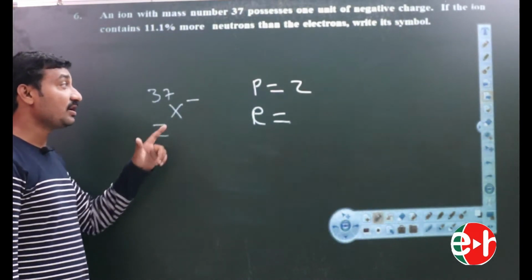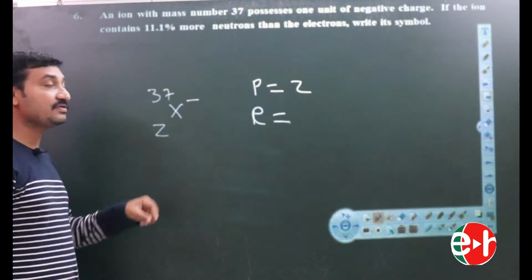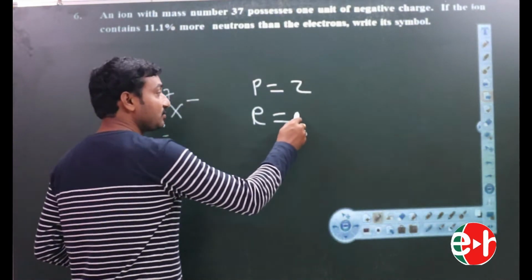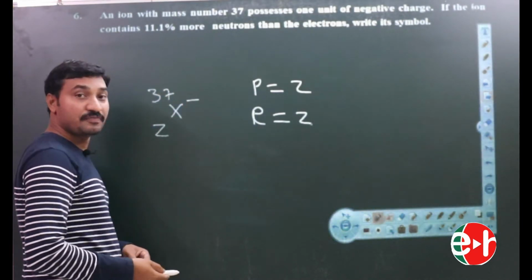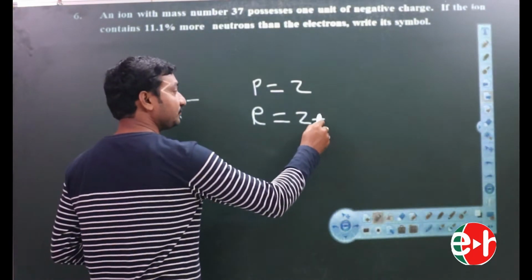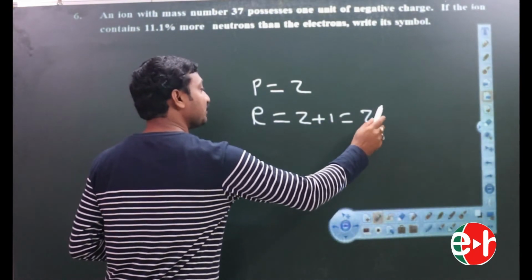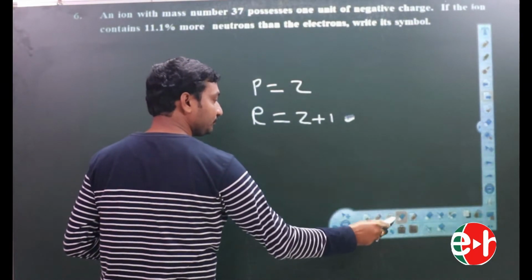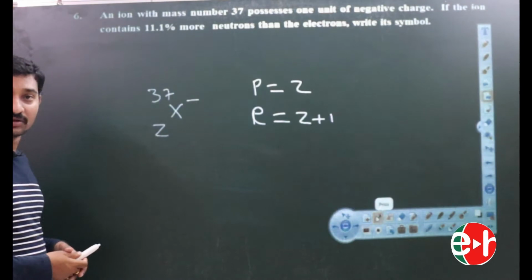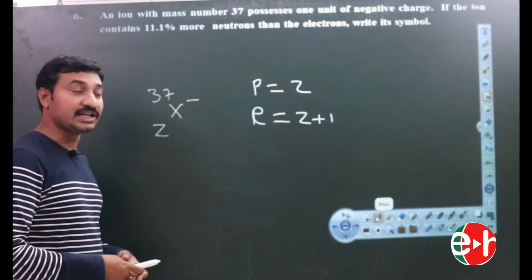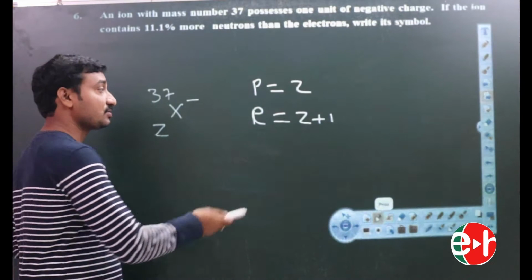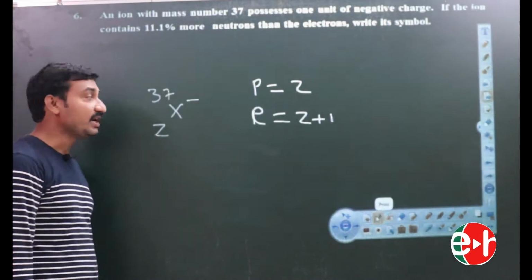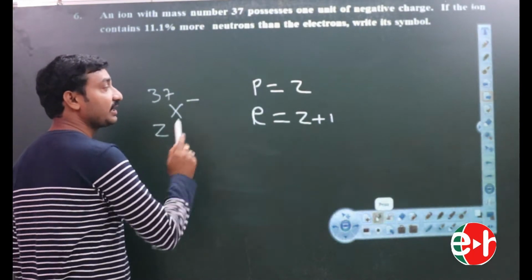Here number of electrons is not equal to protons. Why? This is a negatively charged particle. Negative charge means gain of electrons. Actual electrons Z, 1 negative charge means it gains 1 electron, that is equal to Z plus 1. Number of protons equals atomic number, and number of electrons Z plus 1. Why Z plus 1? Negative charge, that means gain 1 electron. Okay, if it is a neutral atom, then protons equal electrons.